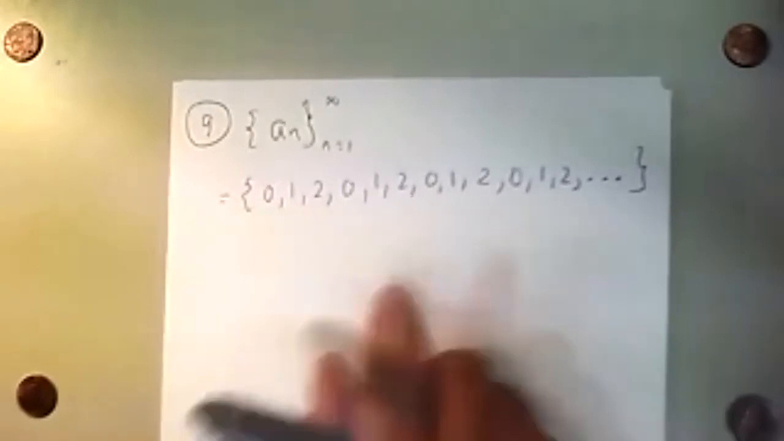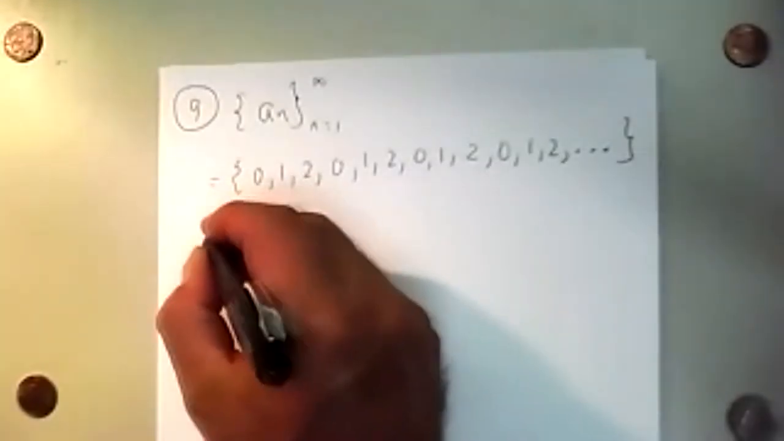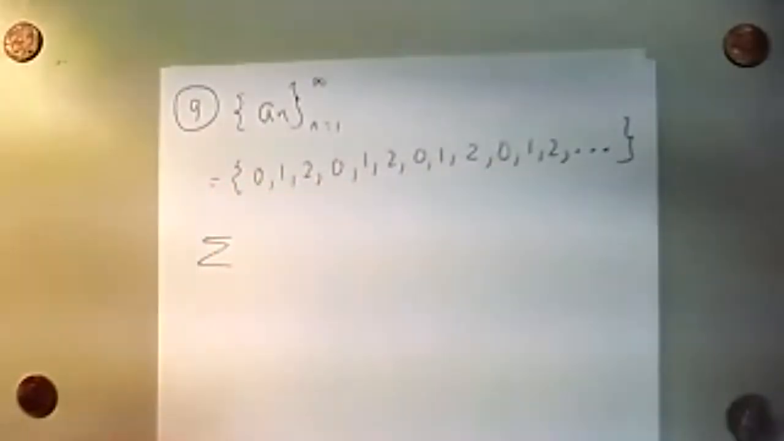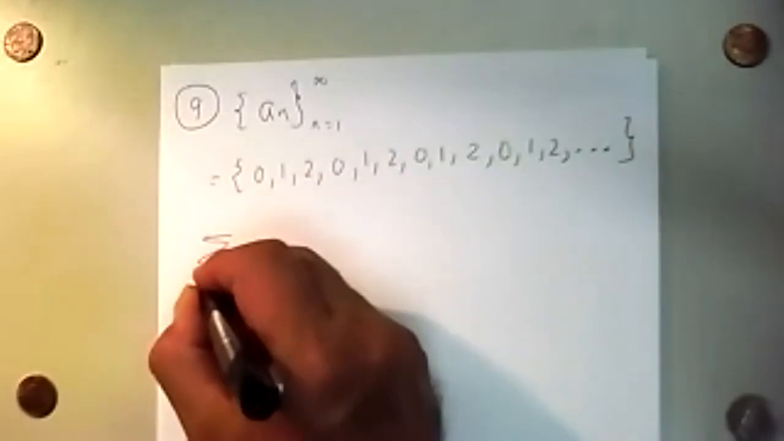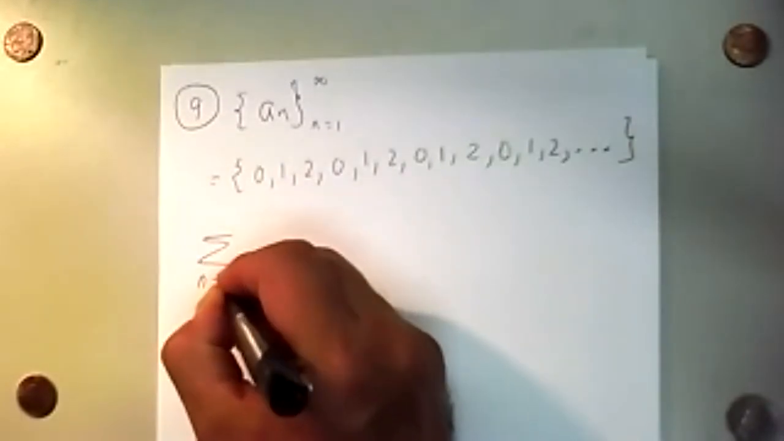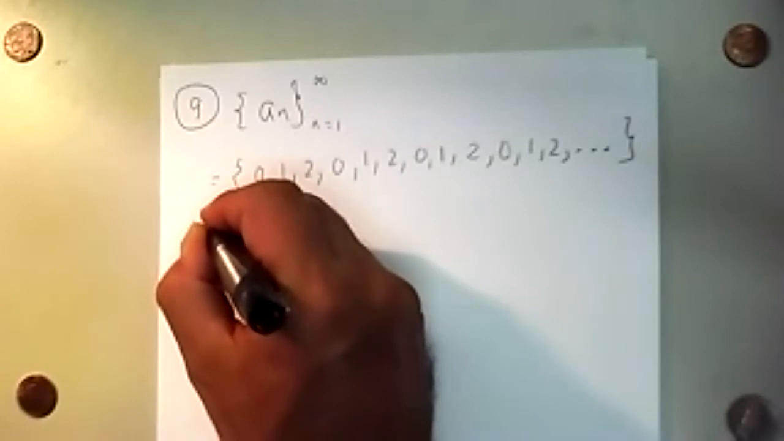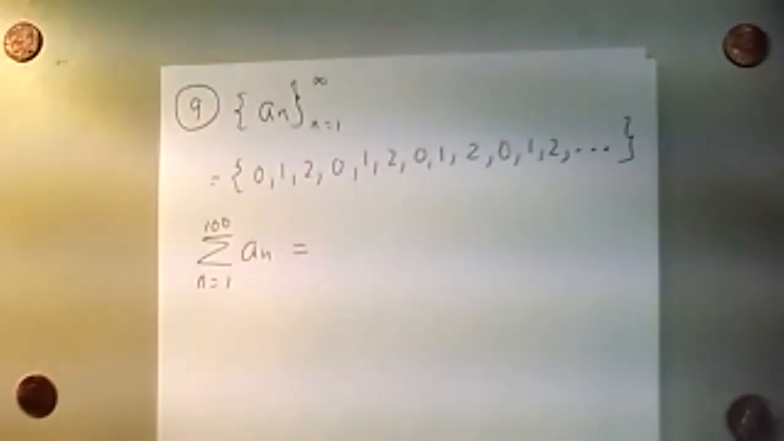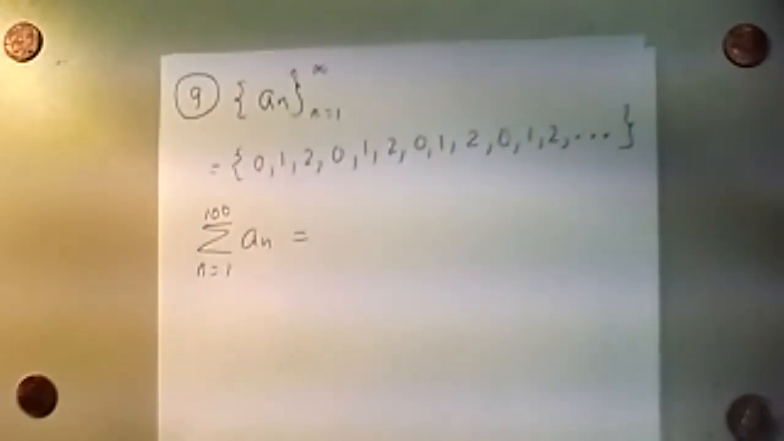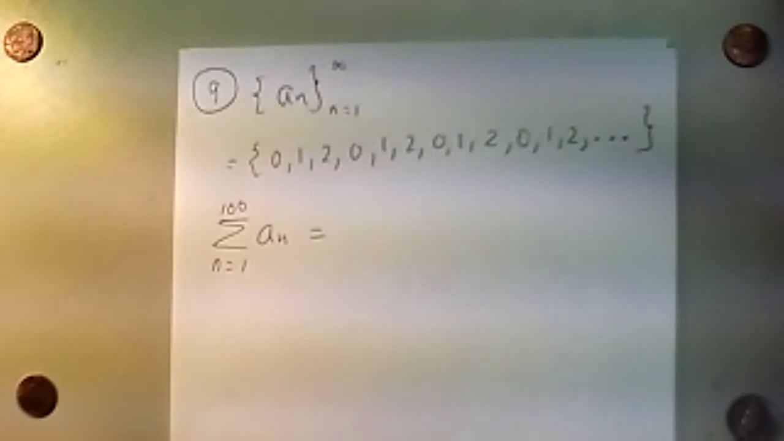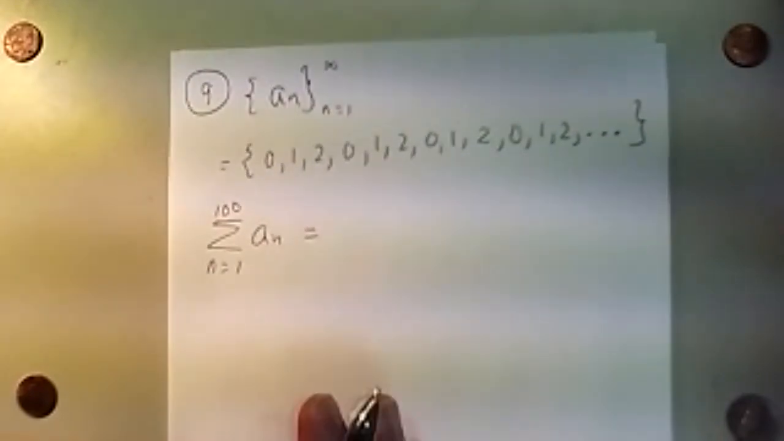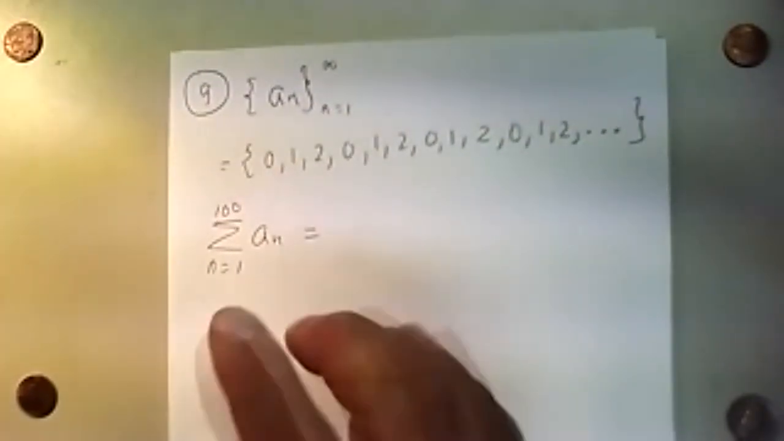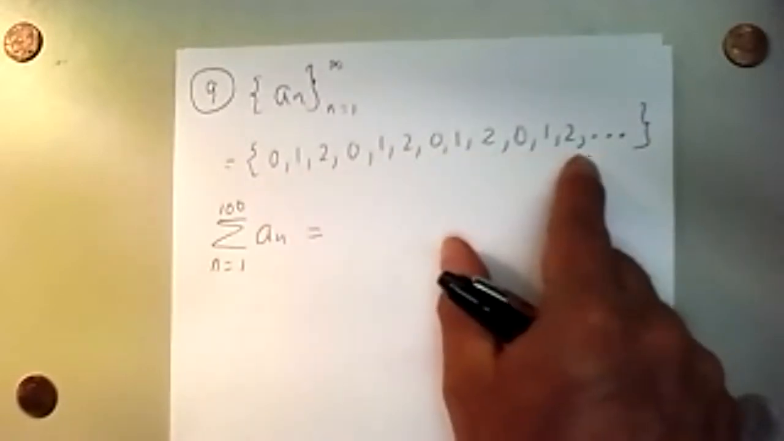So that is an infinite sequence. And the goal right now is to figure out how much the sum is from n equals 1 to 100 of the a sub n. Okay, so what I would suggest students do, you don't have to do it, is to pause the video, try to figure this out on your own.